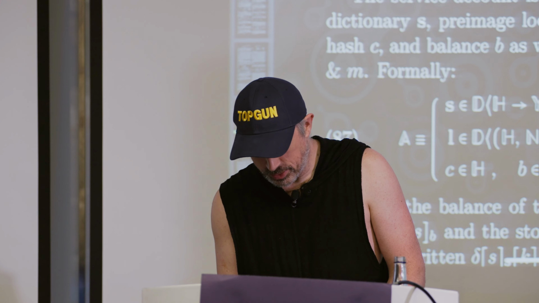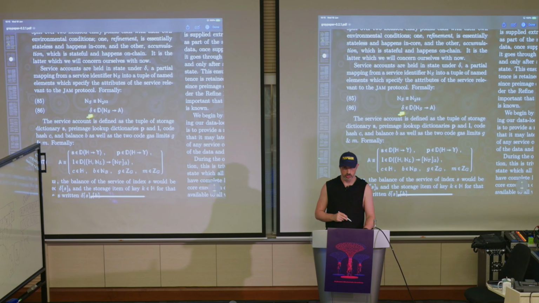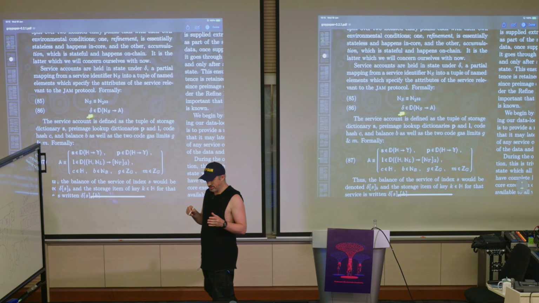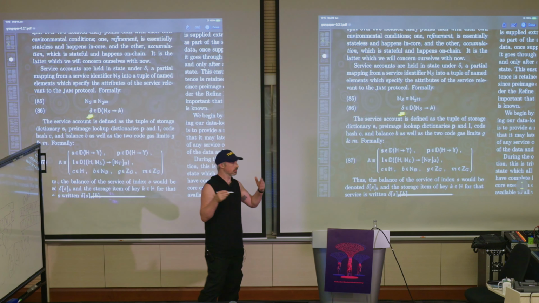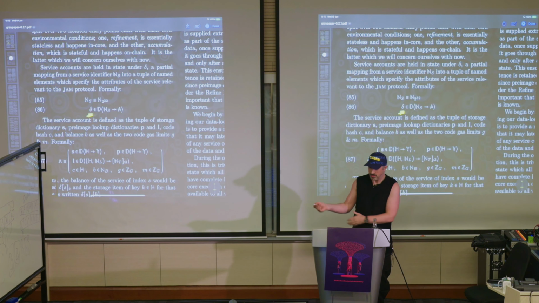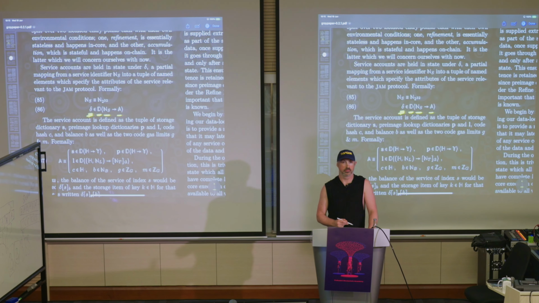Right. Delta is where we store all of our services, our service accounts. So Delta has all of the bits of data to do with each service. What is expressed by sigma as the chain state in the yellow paper is in delta in the grey paper. It's a dictionary, that's what this D type is, that maps a service ID into an account. Blackboard A there is an account.